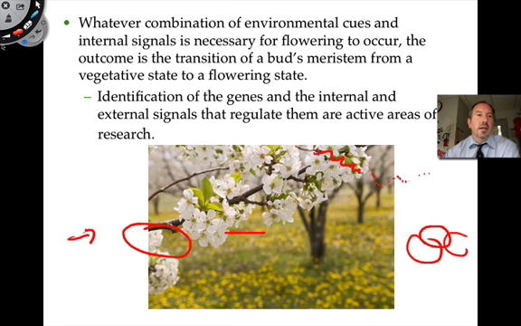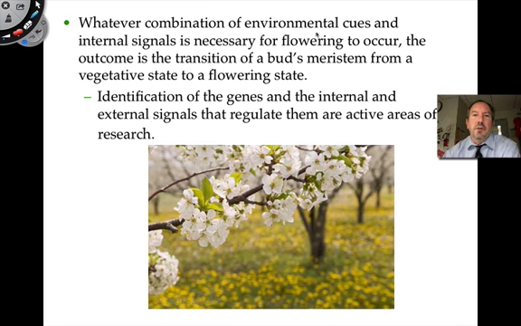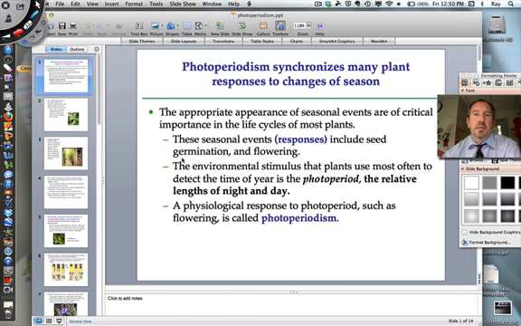So in conclusion, whatever the environmental cue is, whether it be temperature or carbon dioxide, or in this case light, what's actually causing these beautiful flowers to occur is a transition, as I mentioned before, of the bud meristem from vegetative to flowering. So it's a complex combination of genes, environmental cues, hormones, and pigments that pick up the light from the sun.